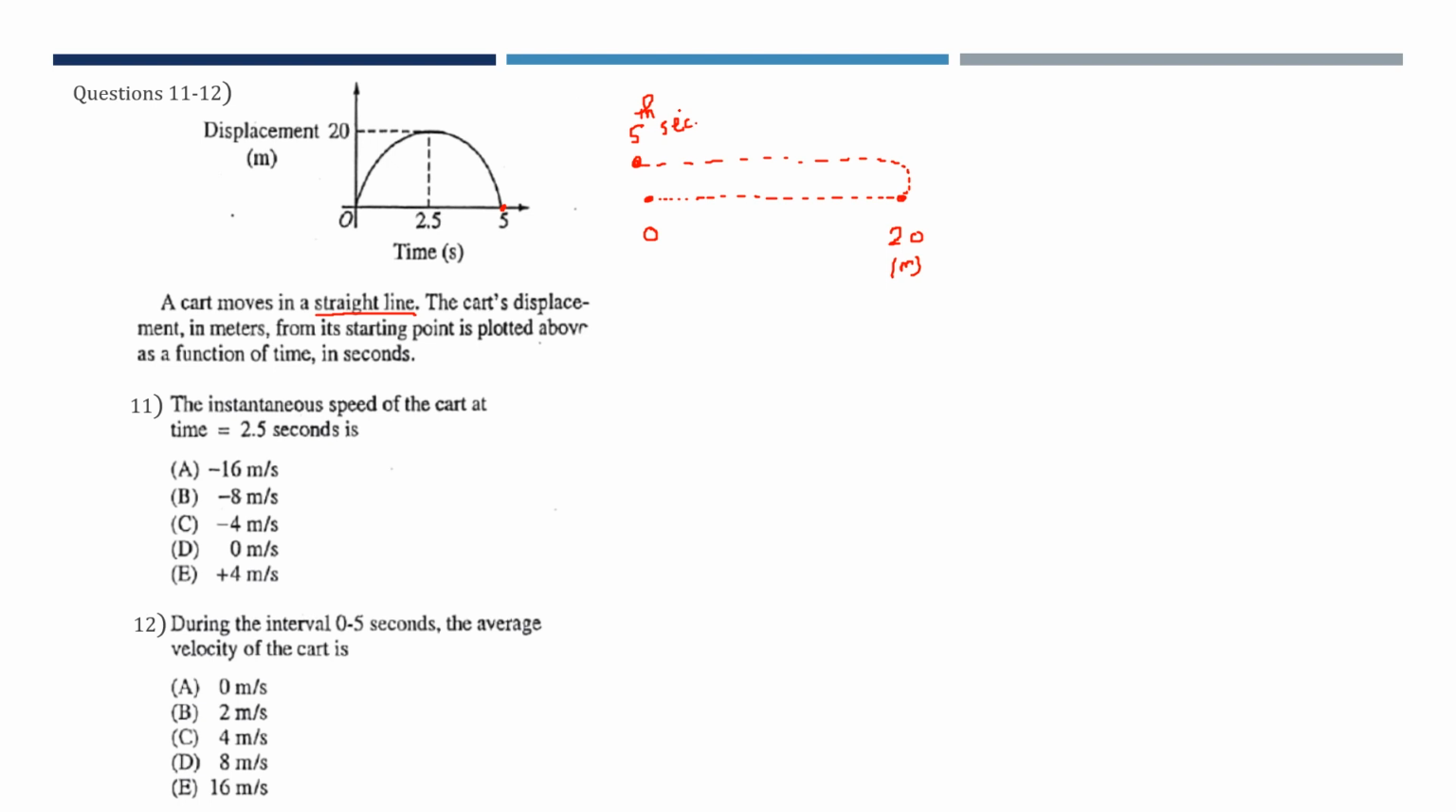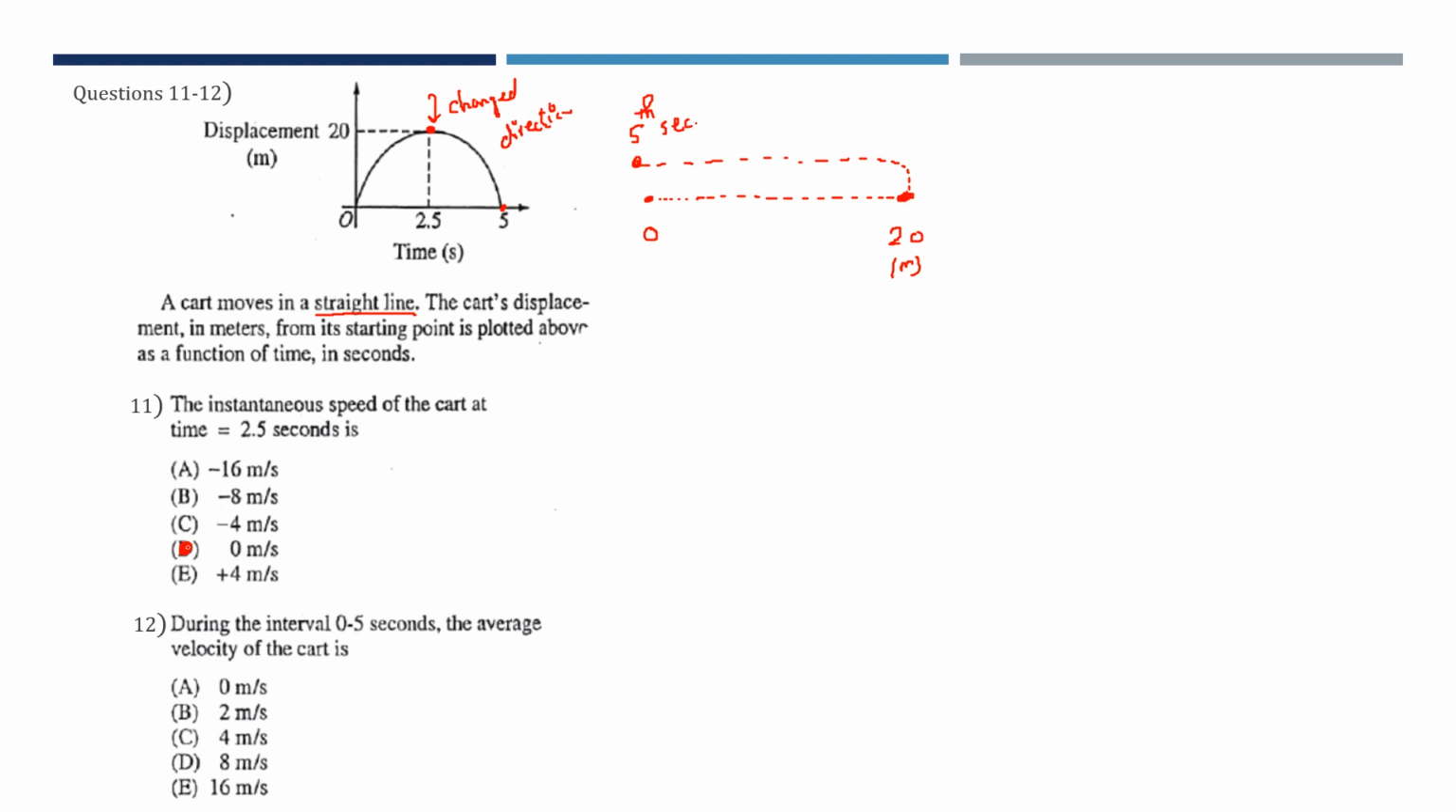For question 11, the instantaneous speed of the cart at t equals 2.5 seconds is at this point. At this point, the cart changed its direction. Instantaneously, when an object changes direction, it will have a zero speed. So at this point where the cart changed direction, it has a zero speed.